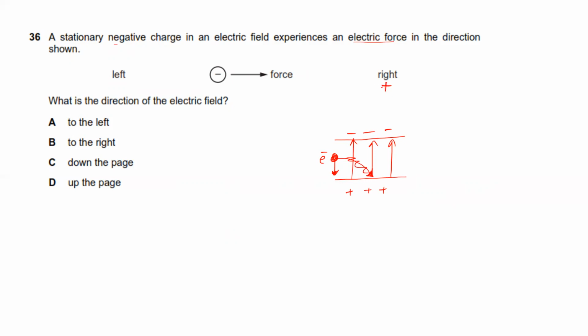So it means that the positive end is here and the negative end is here, and the electric field direction is in this direction. So what is the direction of the electric field? The electric field direction is from right to left. To the left, yes. To the right, no. Down the page, no. Up the page, no. So answer A is the right choice we have.